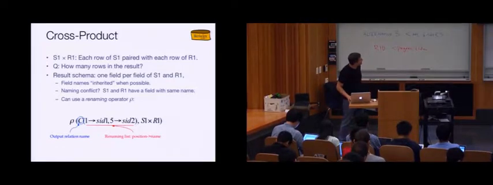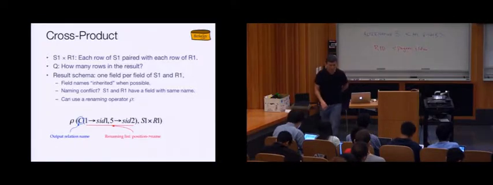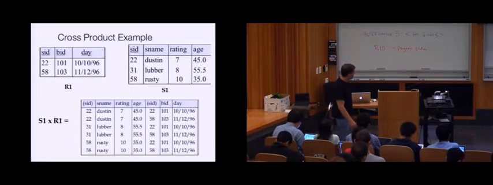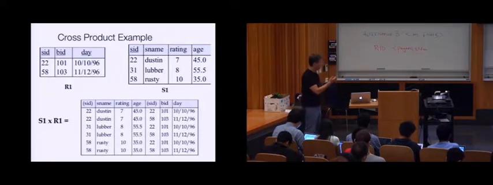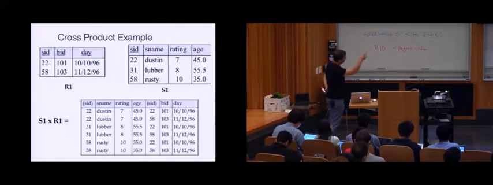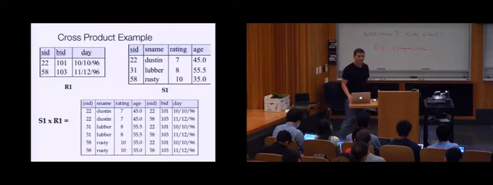So here's a cross product of R1 and S1. We concatenate the schemas, and we form all pairs of rows. And you can see that because they both have SID, we don't actually have names for column 1 and column 2, 3, 4, 5. So we'll have to use a renaming operator to rename. Okay.